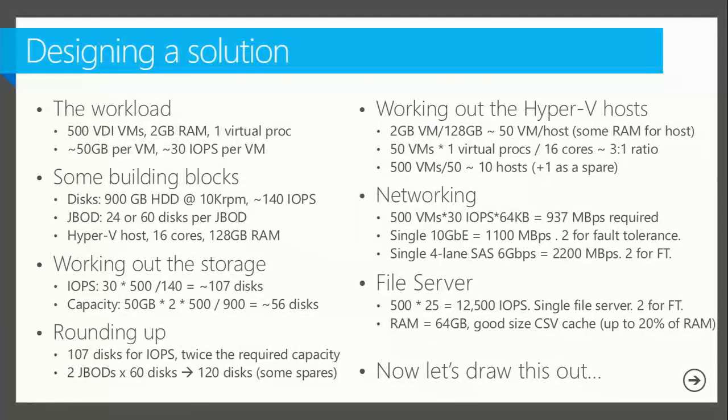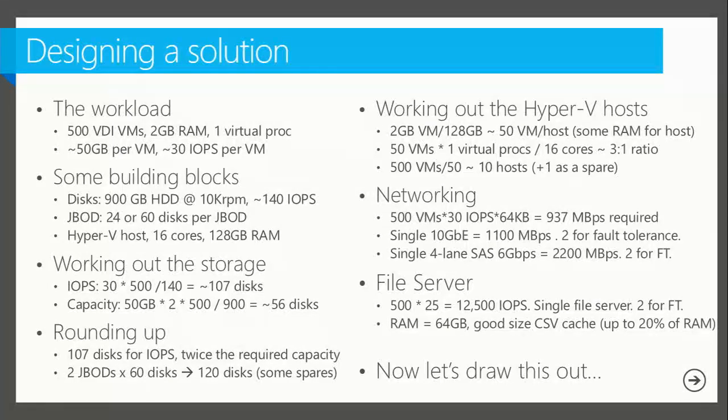You do 120, right? You go a little beyond that, and it just so happens that 120 is 2 times 60, which is a nice JBOD configuration. So let's do 2 JBODs, 60 disks each, 120 disks, some spares, some spare capacity never hurt, right? You have enough capacity to have backups in there, snapshots and such, because from a capacity point of view, you only need 56 disks anyway, right? So you're doing it mostly for IOPS.